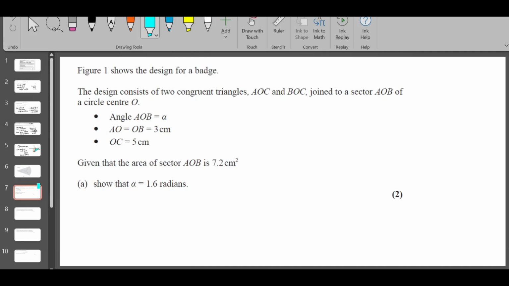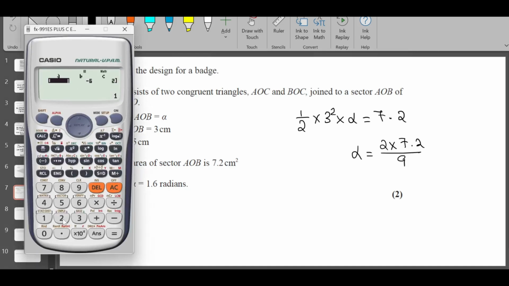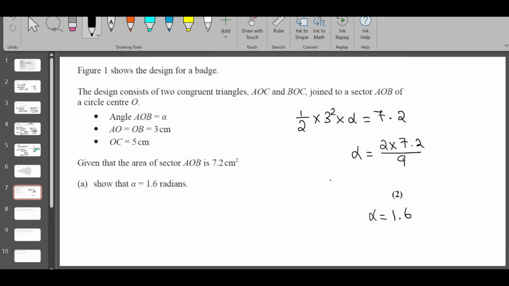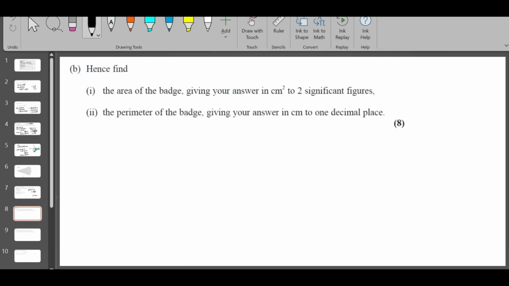Given that the area of AOB is this, area of the sector is half r square theta, given already. Find alpha, make alpha the subject. 2 times 7.2 divided by 9. So alpha is equal to 1.6 radians. Just a 2 mark question.